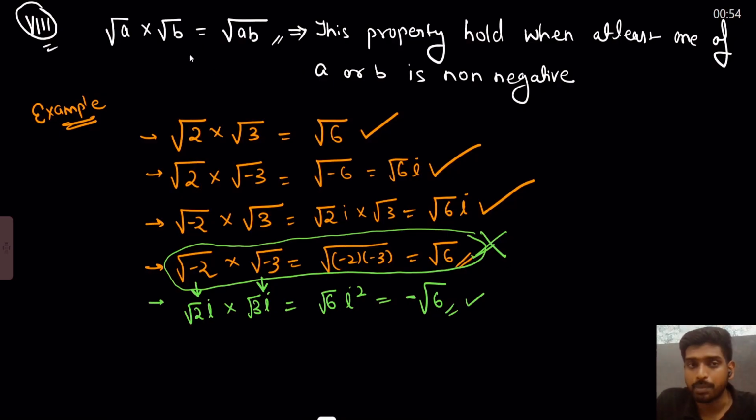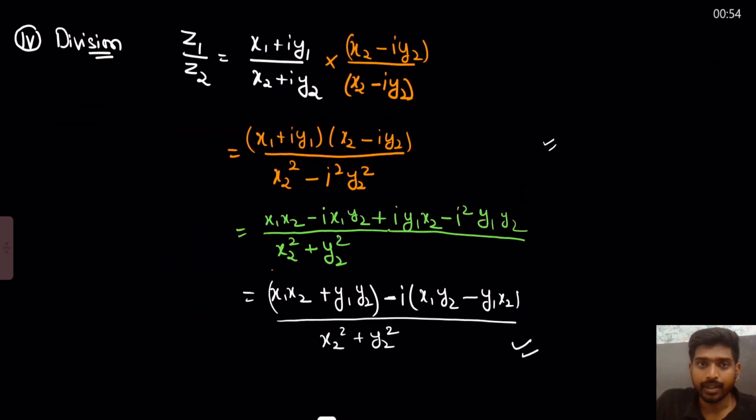We can't apply this property when A and B are both negative. When both are negative, it will always give a wrong answer. So this step is wrong. This one is correct. If both are negative, first we convert them into iota, then we multiply. Okay. Any doubt? We have seen the 8 points here.